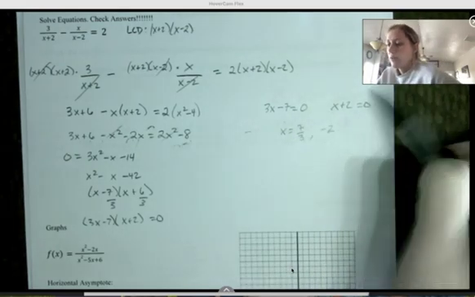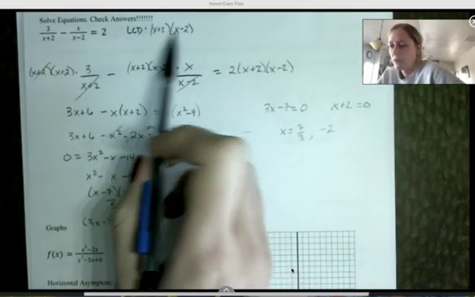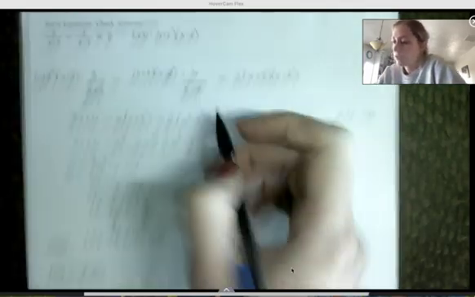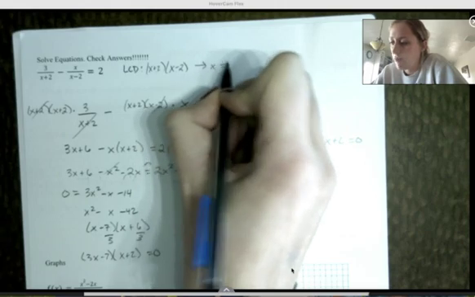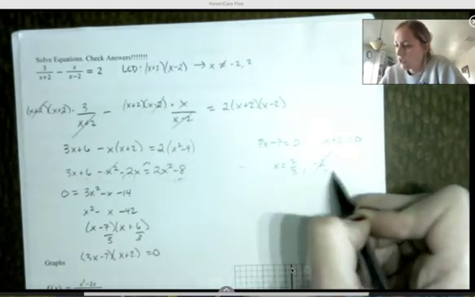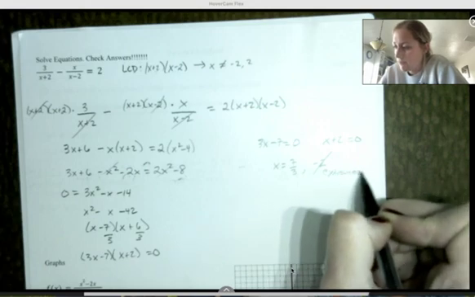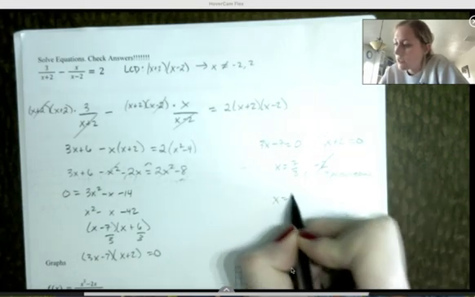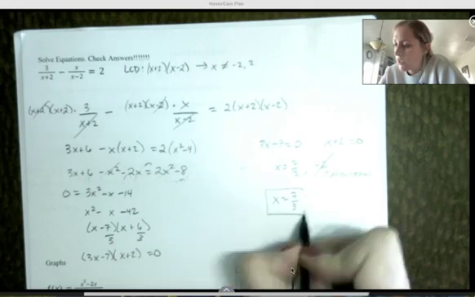Back to the beginning, what x could not have been was what would make my denominator equal 0. So x could not have been negative 2 or 2. So this solution is extraneous. And so just x equals 7/3 is our solution.